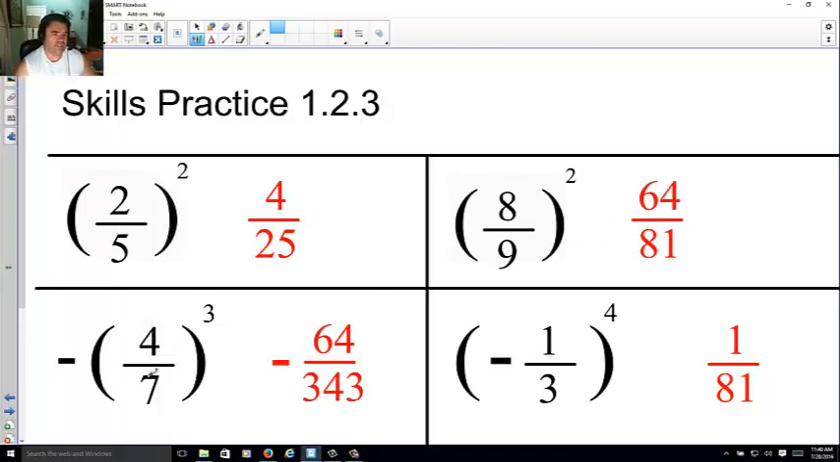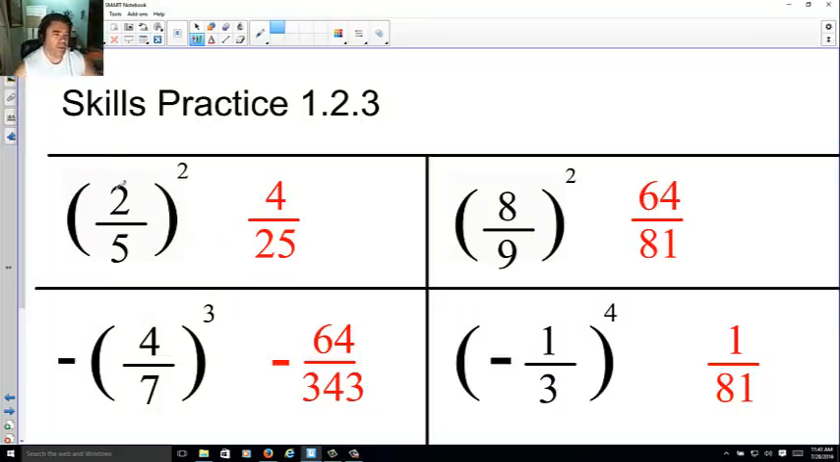Negative 4/7 to the third power would make 4 times 4 times 4, and 7 times 7 times 7, which will get you these numbers. Negative waits to turn it negative. This time you have 4 and negative 1/3. Remember, 4 and negatives, even number of negatives, they all turn positive. So you have 1 times 1 times 1 times 1, 3 times 3 times 3 times 3.